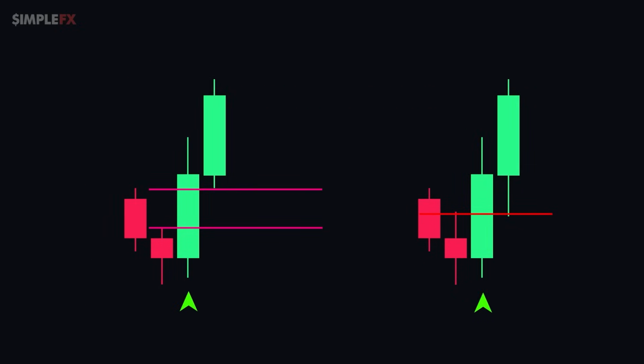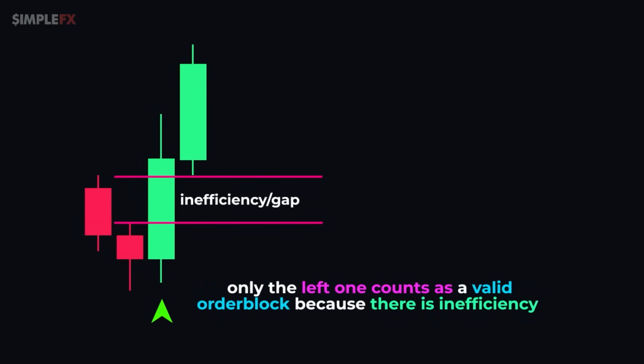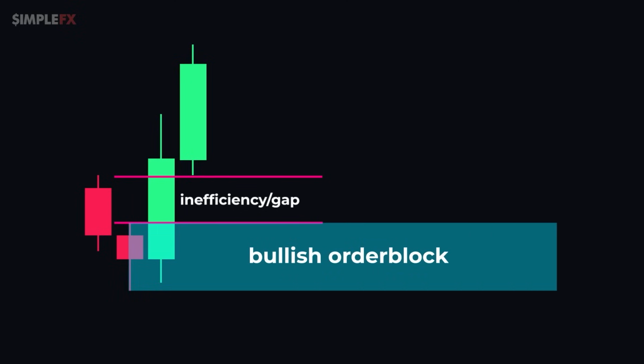So, even though both setups show significant upward movement, only the left one counts as a valid order block because there's inefficiency. To draw the order block, take the first candle before the inefficiency and draw a rectangle over the full candle from the top wick to the bottom wick.